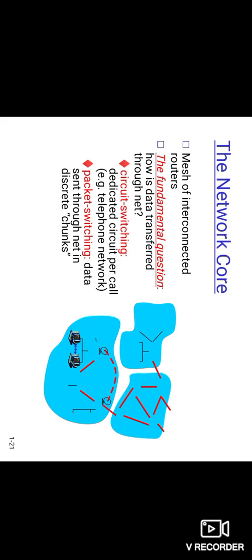In circuit switching, a dedicated circuit should be reserved for the entire conversation. The best example of circuit switching is our telephone network. Then in packet switching, data is sent through the net in discrete chunks, and there is no dedicated path between the sender and the receiver. To start a session, they use the resources on demand. As a result, if all the resources are in use, we have to wait.